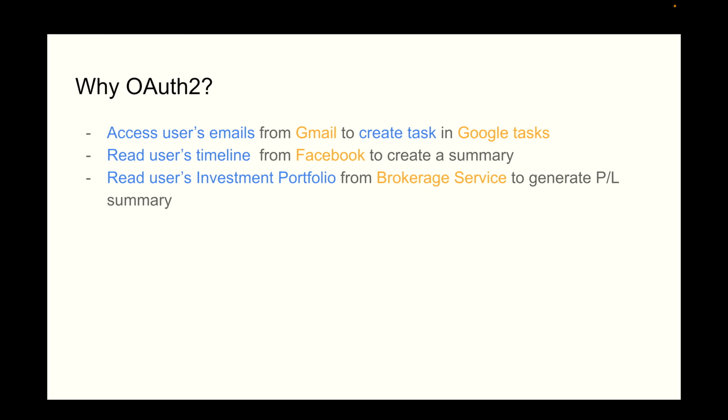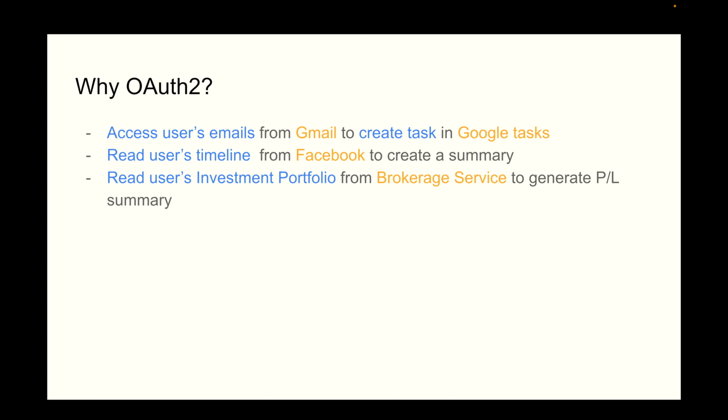Let's go back to these scenarios and try to find all of the roles. In the first scenario, we want to access the user's email. Who is the owner of the data? The user. So the user is the owner. And our app wants to access the user's email, so our app is the client. And where is the data stored? In the Gmail service, or in the database of Gmail. So Gmail is the resource server.